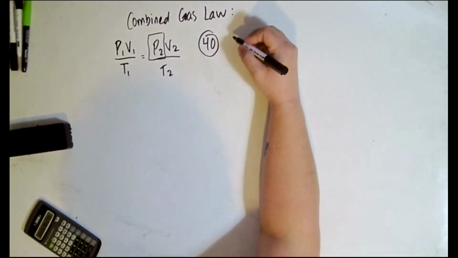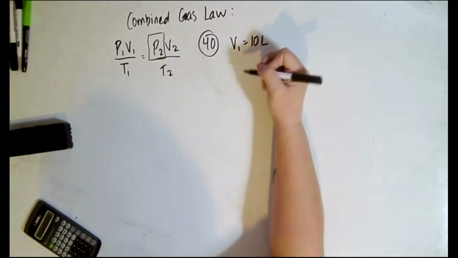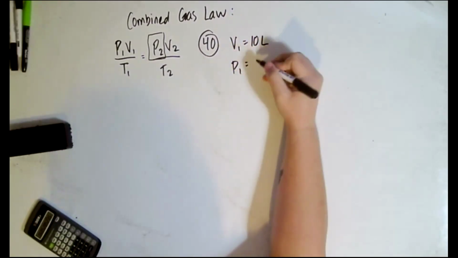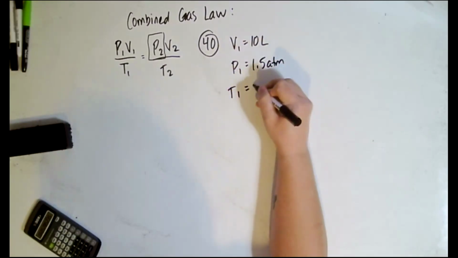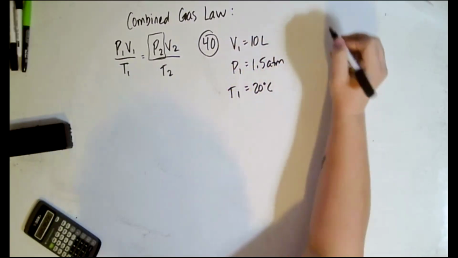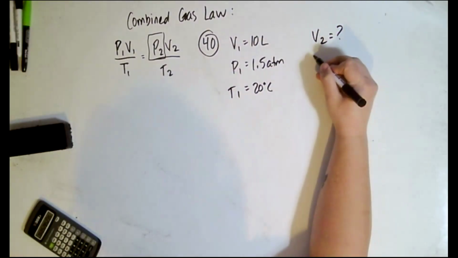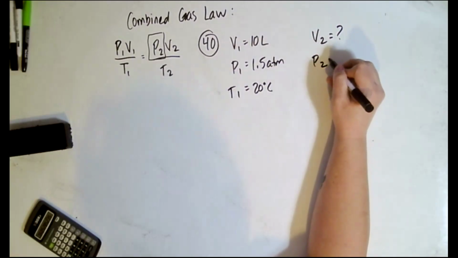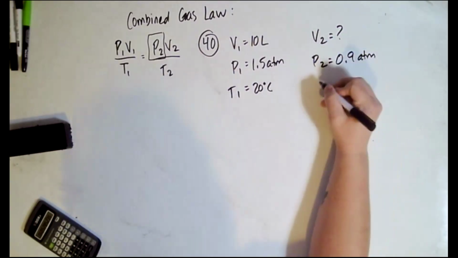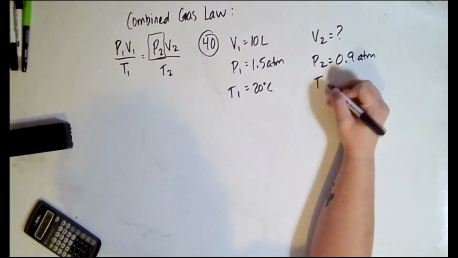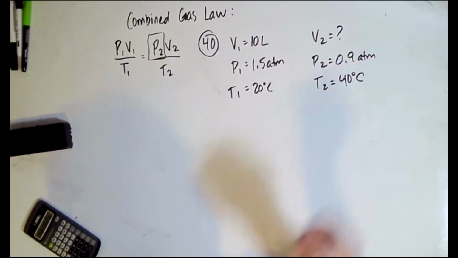So here they tell us that we have a sample of methane gas that has a volume of 10 liters at a pressure of 1.5 atm and a temperature of 20 degrees Celsius. And then it asks, what volume does the gas occupy if the pressure is lowered to 0.9 atm and the temperature is increased to 40 degrees Celsius.